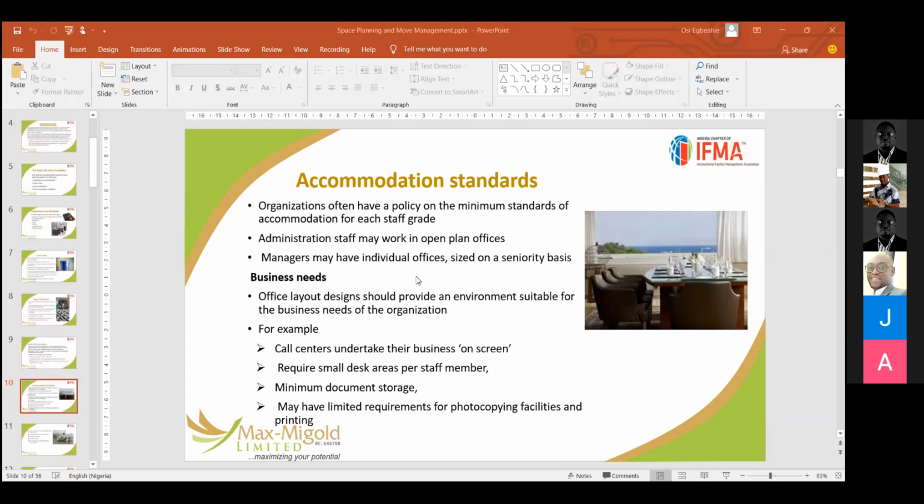That's your work, nothing more. So you don't need very heavy space. You just need a desk and a chair, and you just sit down and do that. It requires small desk areas per staff member and minimal documentation. They don't do much documentation, so they don't need that. And they have limited requirements for photocopying facilities and printing. That's for call centers.